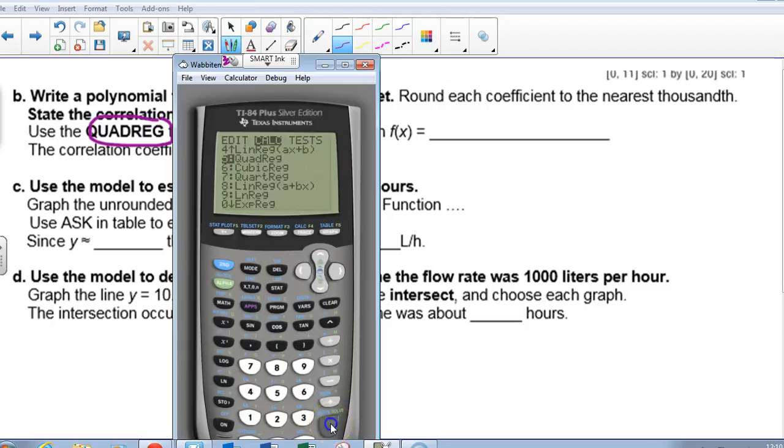So go up to choice 5. And if you have an older one, you still need to type it in and store it. So we're going to do list 1, list 2, and then go to store regression. Vars key, arrow to the right, and I'm going to go ahead and store this in Y1.